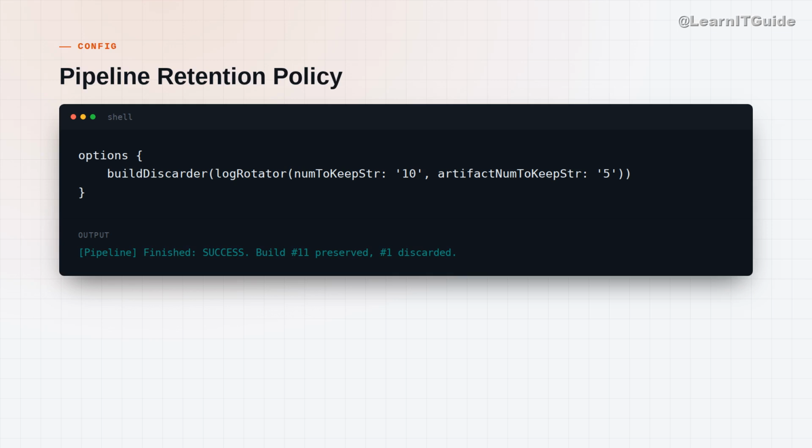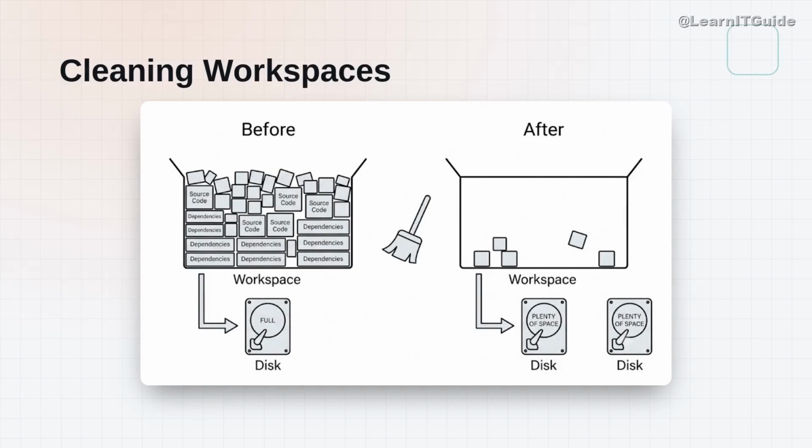The second major source of bloat is the workspace directory. Jenkins keeps the source code and all downloaded dependencies of your build on the disk even after the build finishes. If you are building a large application, this workspace can be massive. The fix here is to configure your jobs to clean the workspace before or after the build. You can do this using the Workspace Cleanup plugin, which is a standard in most production environments.